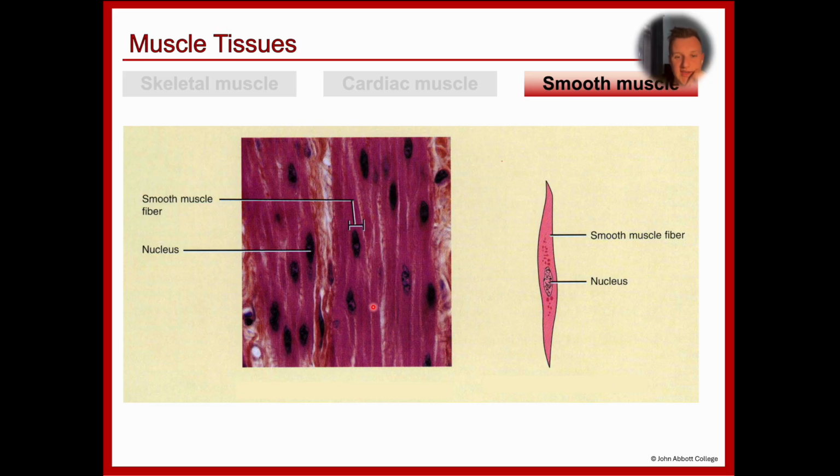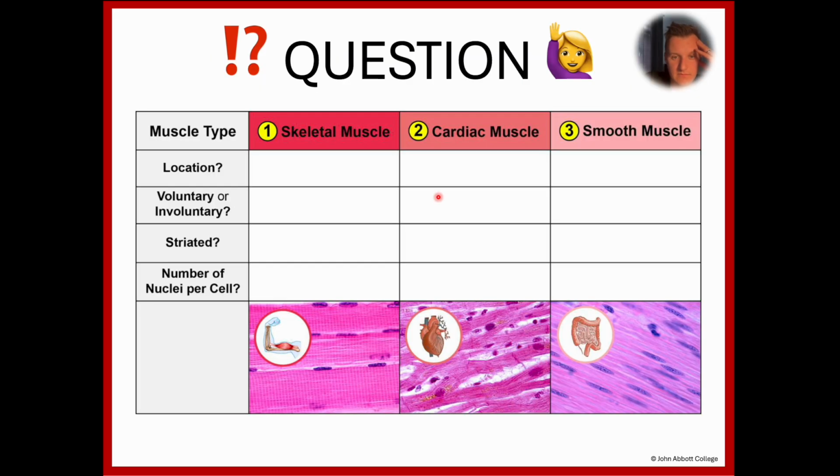This is what it looks like under the microscope. You see these spindle-like sheets, right? So they're smooth muscle. They have a central nuclei. You don't see striations here. So I will get you to fill this out. Pause the video 2 seconds, and then we can fill out this chart.